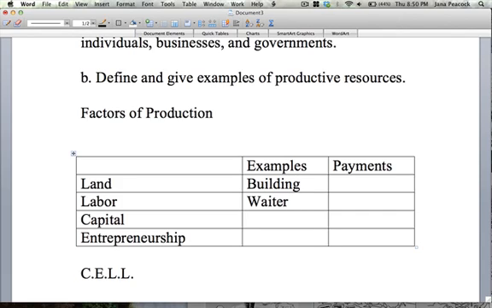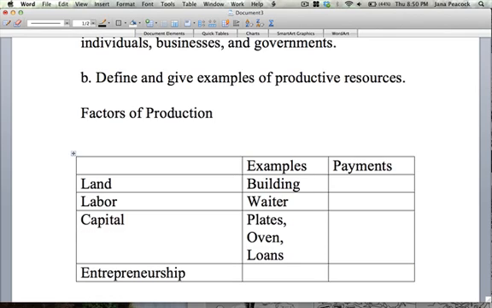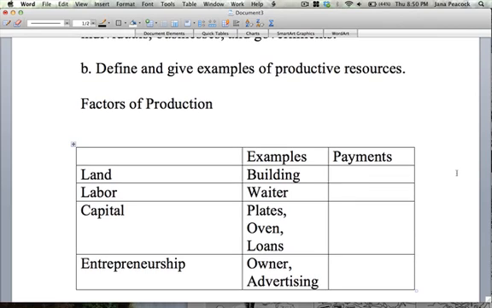Capital are the things that help you make your product. So in a restaurant, plates, oven, or any loans that you might have taken out to help you. So you can have physical capital like plates and ovens. You can have financial capital. And sometimes along with labor and entrepreneurship, you talk about human capital or the training it might require for your employees to have. Finally, there's entrepreneurship. That is, of course, the owner of the business and any sort of advertising that the business might do. So things that help increase your profits and bring in more money for your business.